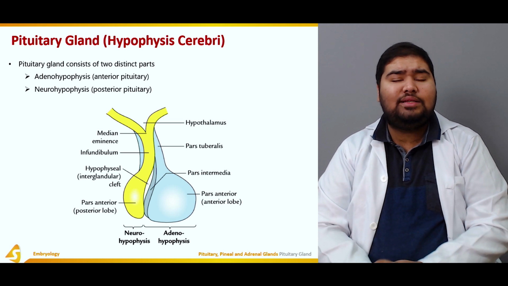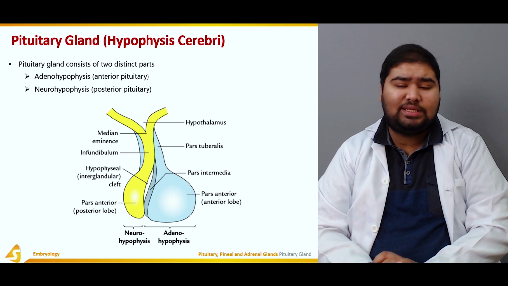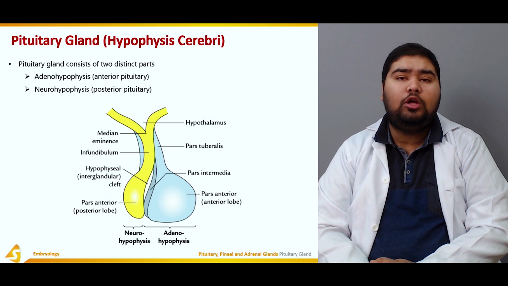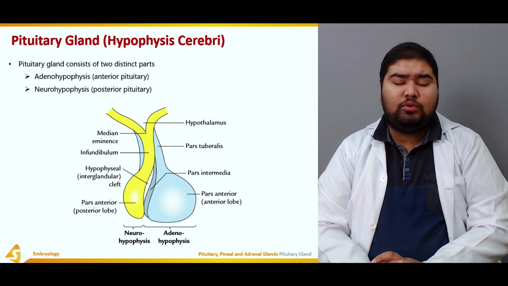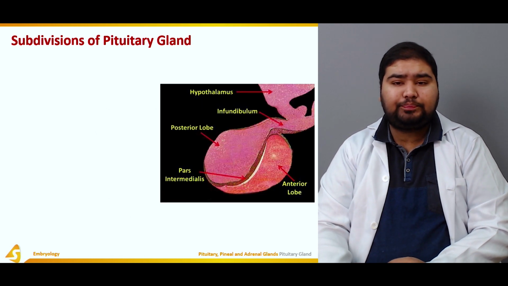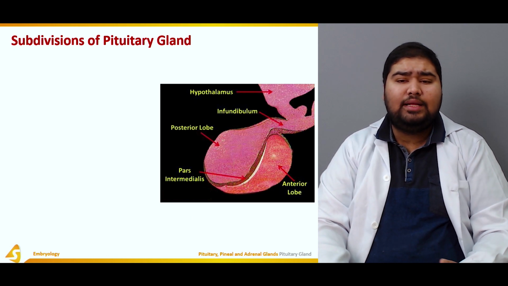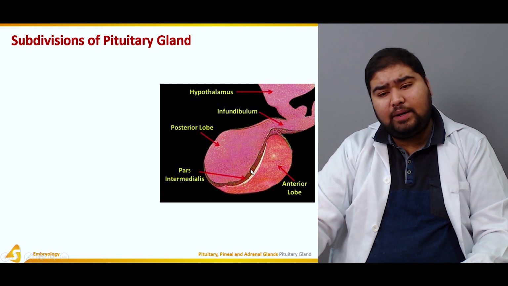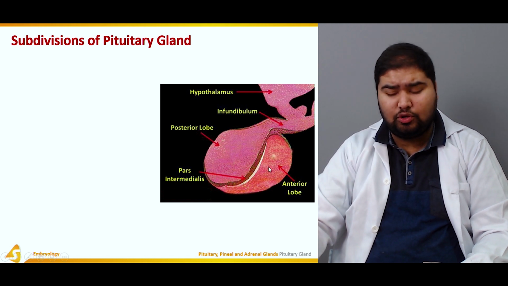So the pituitary gland consists of two different parts: the adenohypophysis in blue, which is the anterior region of the pituitary, and the neurohypophysis in yellow, which is the posterior region of the pituitary. I've already explained both the regions separately. So this is a diagram which clearly shows the subdivisions of the pituitary. This is the anterior lobe, again the pars intermedius. This is the posterior lobe, and the infundibulum is a part of the posterior lobe.